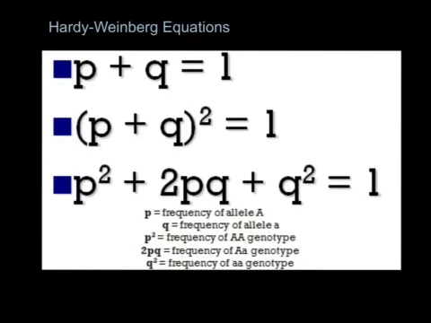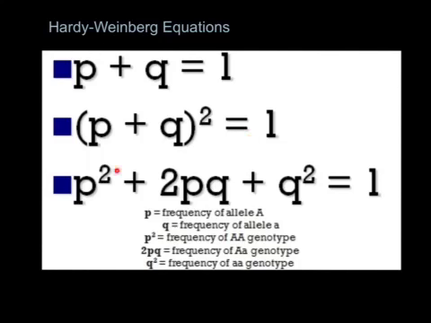And these are the Hardy-Weinberg equations. P is one allele frequency. It could be the dominant or recessive allele. And then Q is the other option for the allele frequency. It could also be dominant or recessive, as long as one is dominant and one is recessive. And when you add those 2 together, you get 1. Or if you add them together squared, you get 1 also.